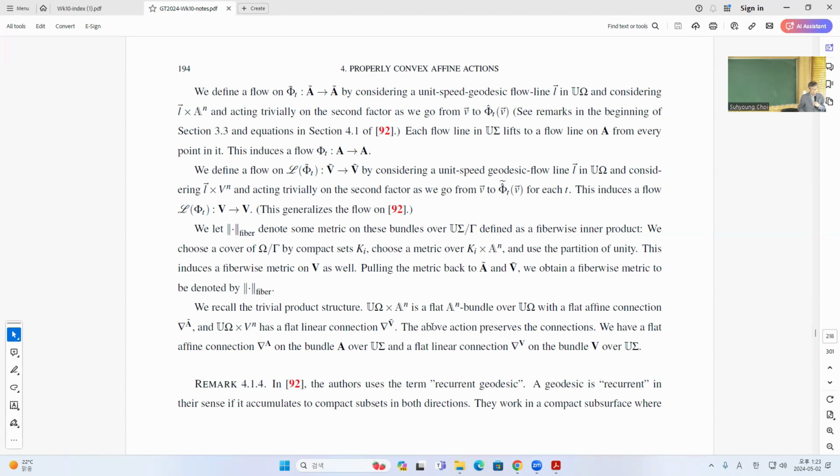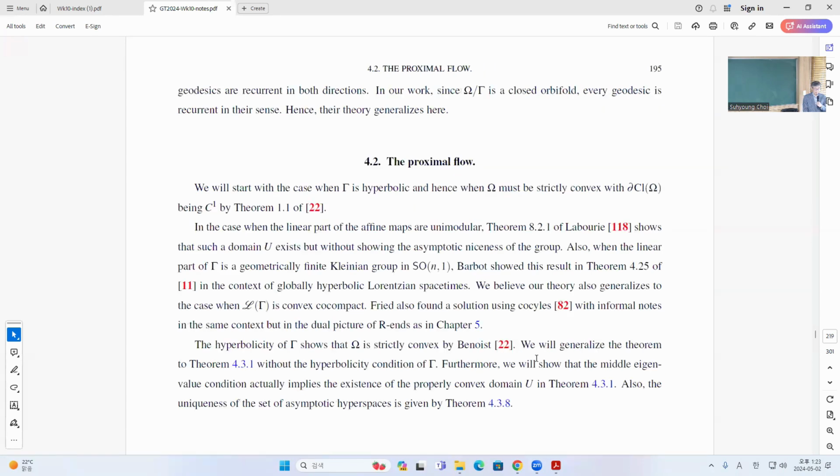So affine connection means that it's not just linear. These parallel translations could have a translation vector. Linear means that the parallel translation is always linear. So we have some flat bundle, a flat affine bundle, and here you have a flat linear bundle.